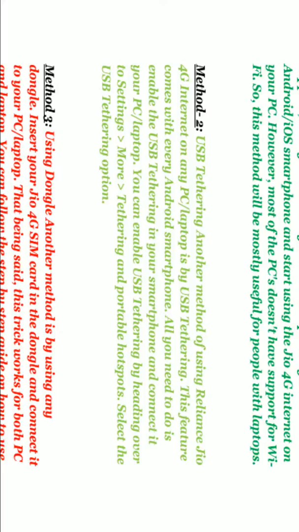The second method is USB tethering. So how to tether? There is some way. You have to go to your mobile settings, then click on More, and there you have to find Tethering and portable hotspot. You have to turn it on. After that you can connect your computer with your mobile phone and it will be useful for you.